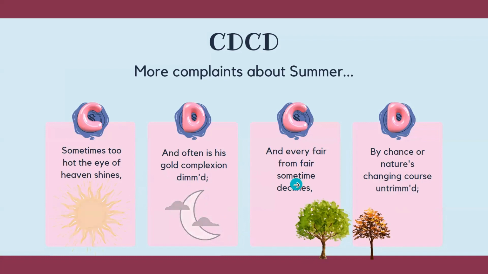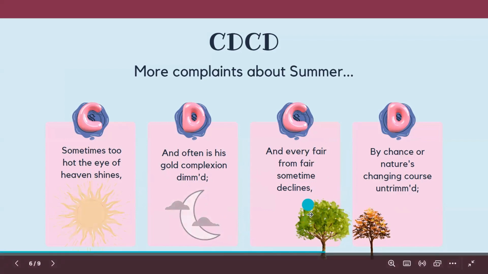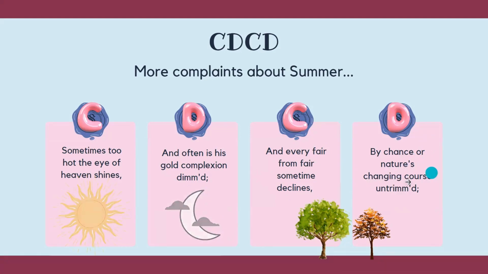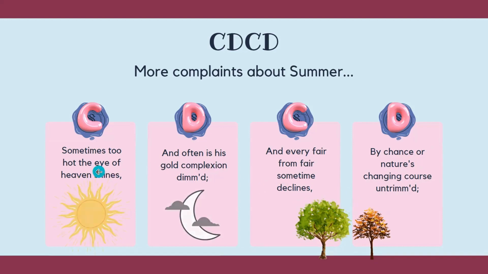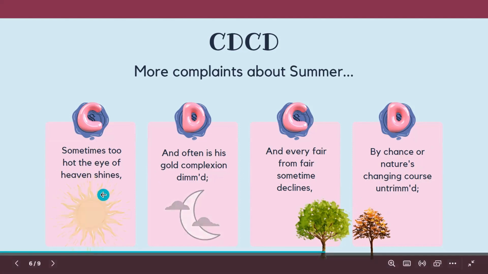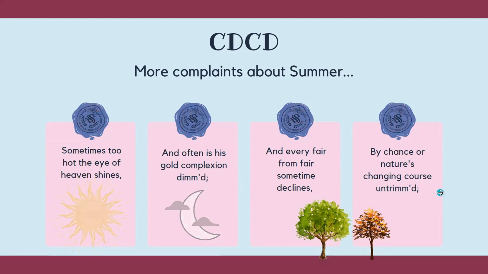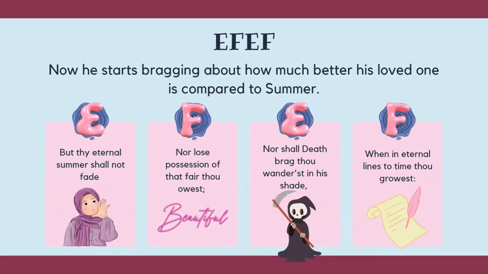Every fair from fair sometimes declines, fair meaning beauty. So Shakespeare is saying in summer, beauty declines. And this perhaps implies that summer can turn into autumn. So the beauty actually does decline. Declines by chance or by nature's changing course. So external forces create this decline in beauty, and cause the sun to be too hot or decline in its golden complexion. Then he switches it up a bit in EFEF.